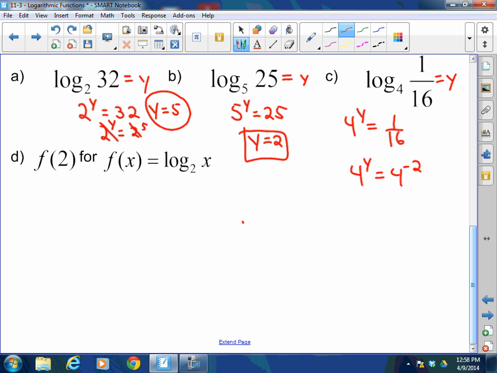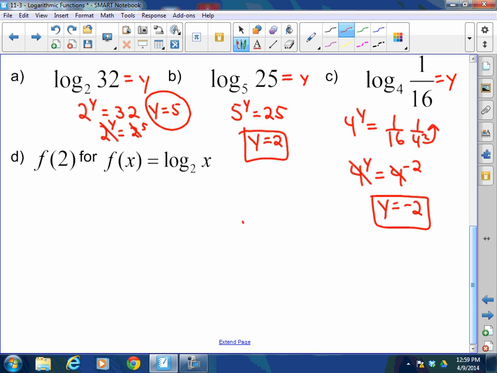Beautiful job. Remember, guys, this is 1 over 4 squared. You really made me proud. Good job, my brother. The bases cancel. y equals negative 2. Are you guys with me here?